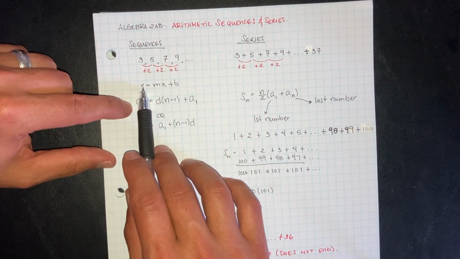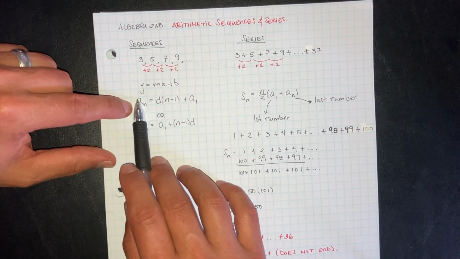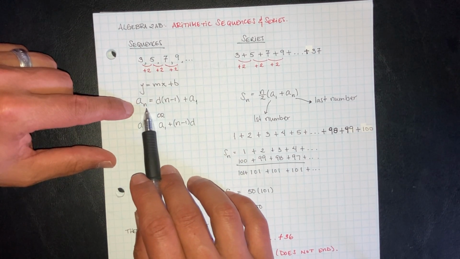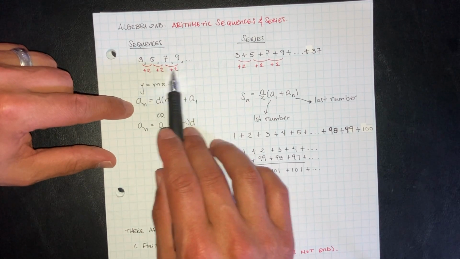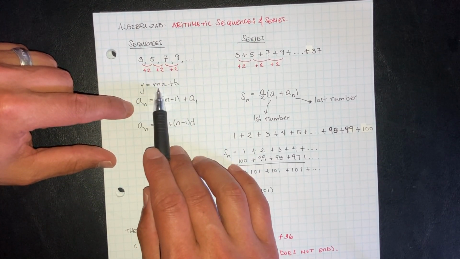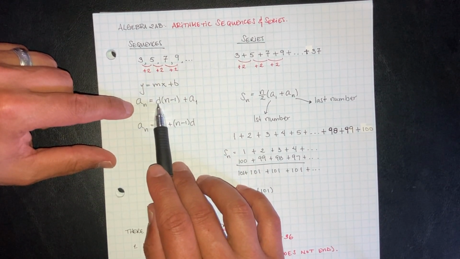Entonces vamos a usar for y, we're going to use a sub n, meaning a for arithmetic, n for the number, a aritmético, n el número de la serie. And now the separation here, you see how it's jumping by 2, está saltando por 2. Normally that would be your slope, the m. But now we call that our d for the difference, okay?